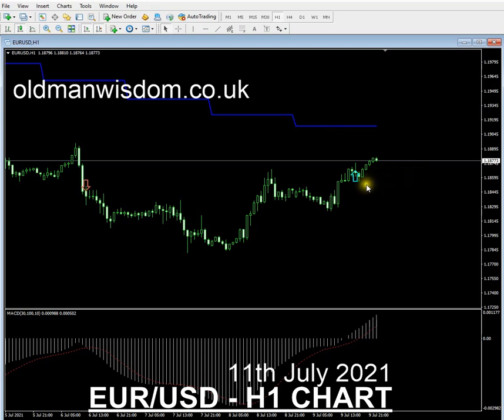But anyway, this is my very, very simple, straightforward strategy for the Euro USD in the week ahead. I am still biased to the downside. So I would not be looking to buy unless price closed and went above this 1-day moving average. So maybe I'll do an update if price does go above the moving average. But in the meantime, I'm only looking to sell.